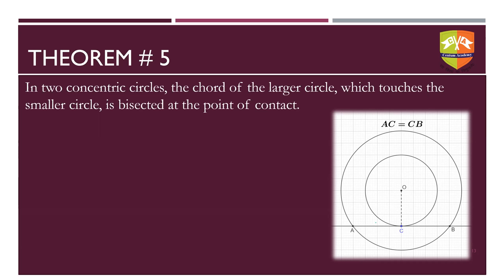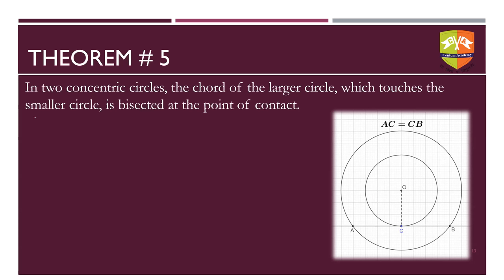So this is the outer circle. AB is the chord, and it touches the smaller circle. That means AB is tangent to the smaller circle. You have to prove that AC is equal to BC. So how do we prove that? We will use some theorems of our 9th grade, which we have studied already.